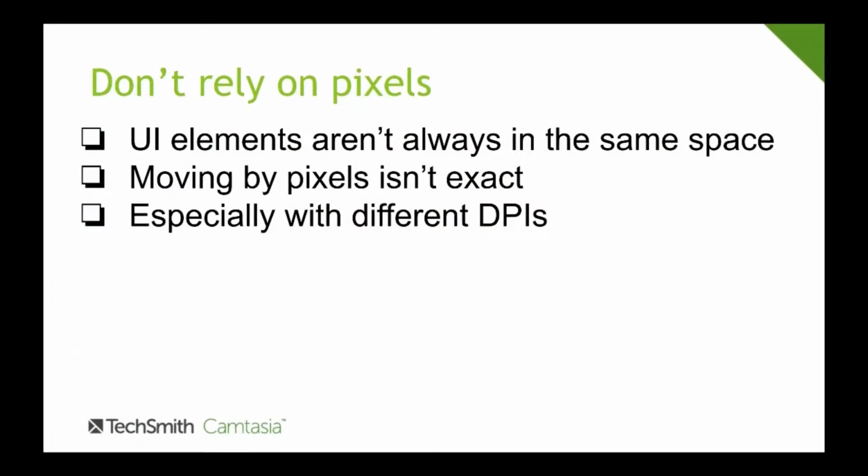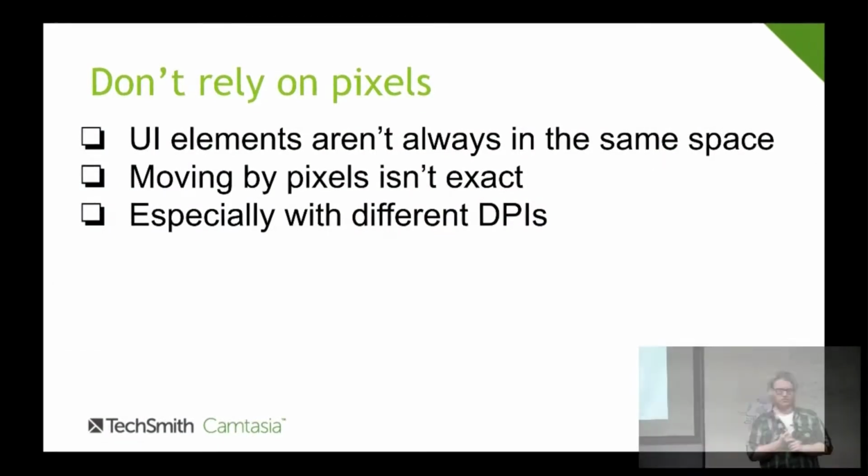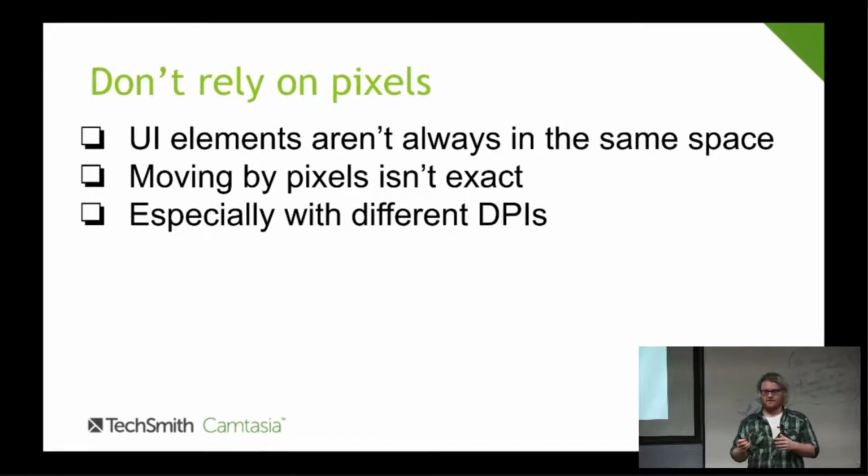First off, don't rely on pixels. A lot of tools will let you move or place the mouse based on a certain number of pixels on the screen. And we did this originally in our first example. To find one button, we moved to the button next to it and moved over a certain number of pixels. But the second we tried moving this to a computer with a different resolution or a different DPI, that completely broke. So we had to figure out a different way to doing that.